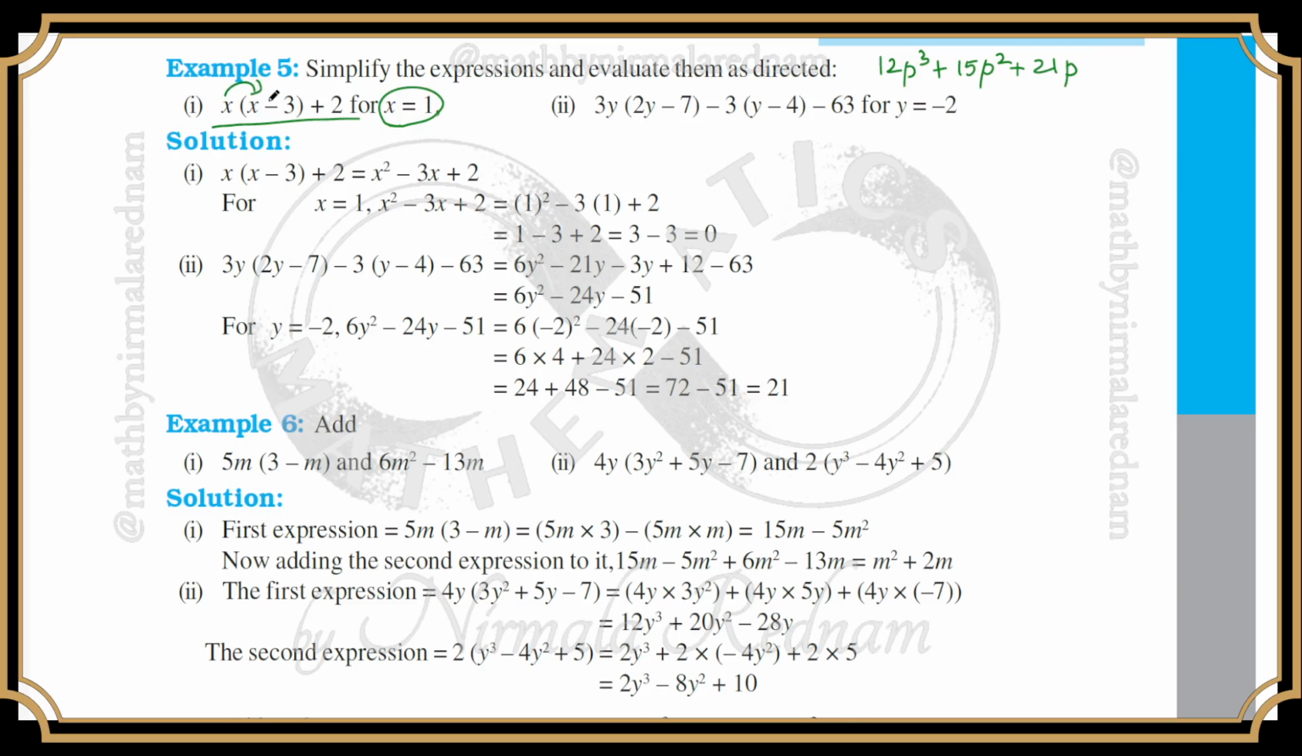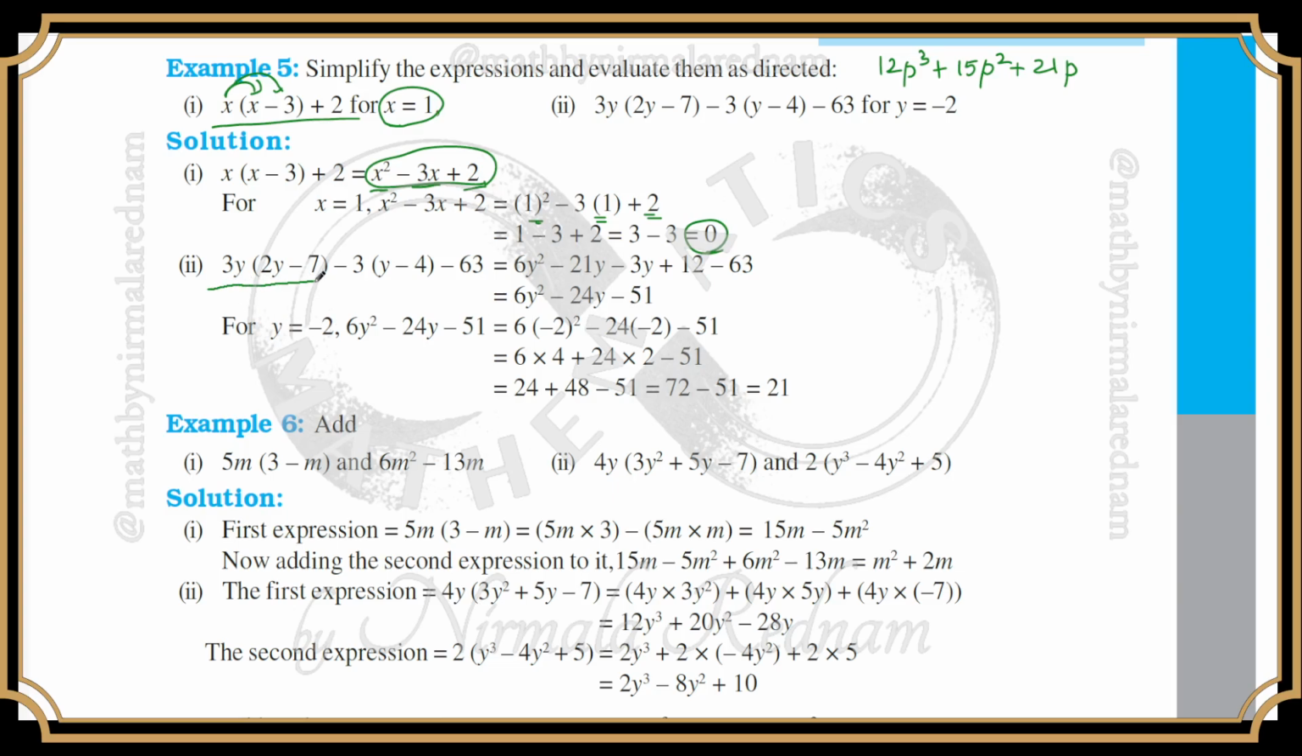x into x is x square, right? And x into minus 3 is minus 3x, and then plus 2 as it is. Now this algebraic expression, I have to find the value when I put x equal to 1. So substitution and simplifying gives me the value of the expression as 0. So that is how you substitute any given value in the particular algebraic expression.